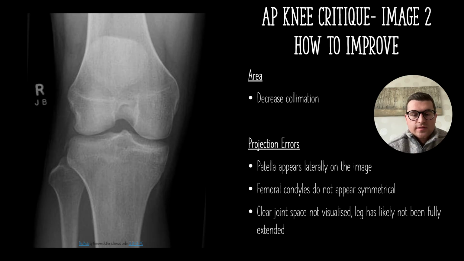The clear joint space, is it visualized? Not completely. I suspect this patient has not fully extended their knee, and if they did, I would expect to get a lot better of a joint space visualized there as well. The femoral condyles do not appear completely symmetrical, and that's once again linked to the fact that the patella is not centralized between them. So we can see that this medial one appears to be more elongated than the lateral one.